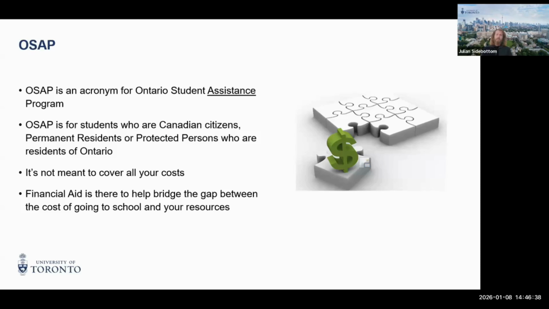So in terms of OSAP, which I'll primarily be speaking of, OSAP stands for the Ontario Student Assistance Program, and it's for students who are Canadian citizens, permanent residents, or protected persons, and who are also residents of Ontario. The government designed this program as an assistance program. It's not meant to cover all costs. The idea is that the financial aid helps bridge the gap between the cost of going to school and your resources.